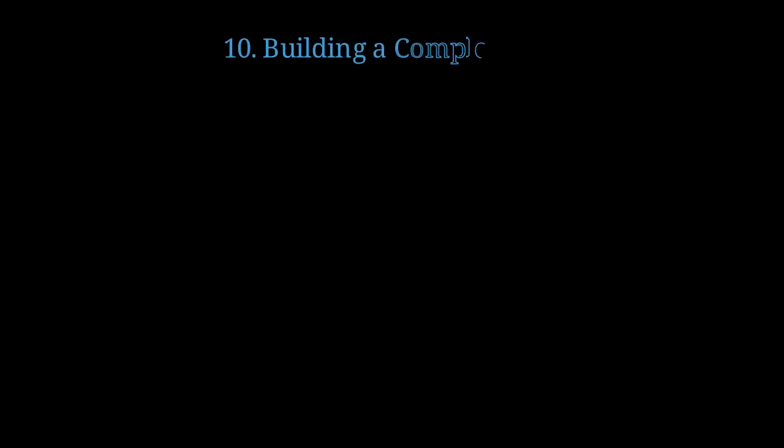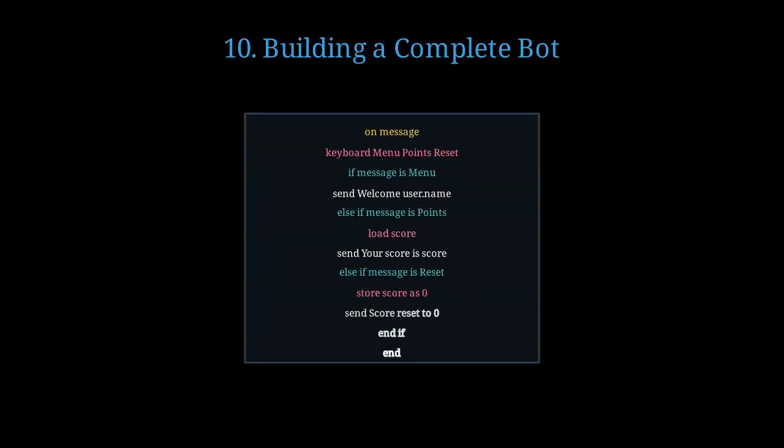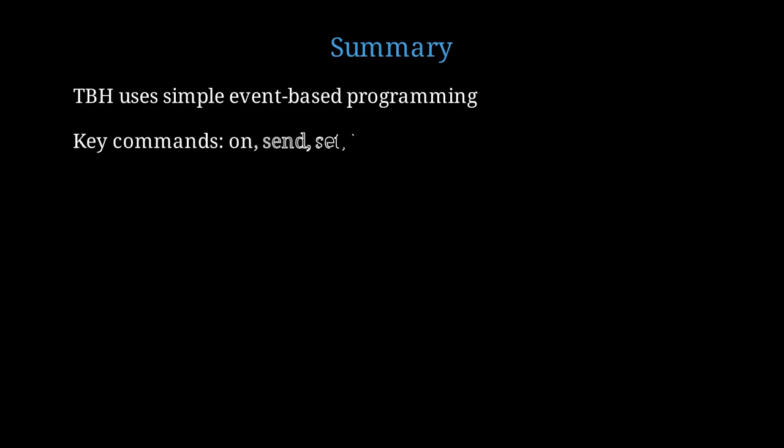Let's put everything together to build a complete functional bot. This complete bot has a menu with buttons, stores user scores, and responds to different commands. Let's review the key concepts for coding in TBH. TBH uses a simple event-based programming model where you respond to user actions. The essential commands are on for events, send for messages, set for variables, if for logic, keyboard for buttons, and store and load for persistent data.